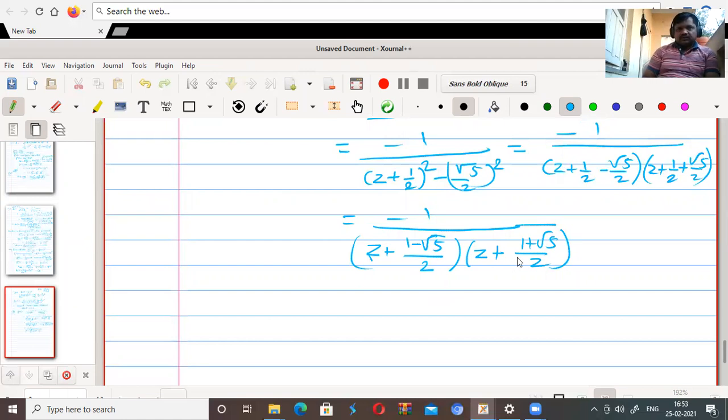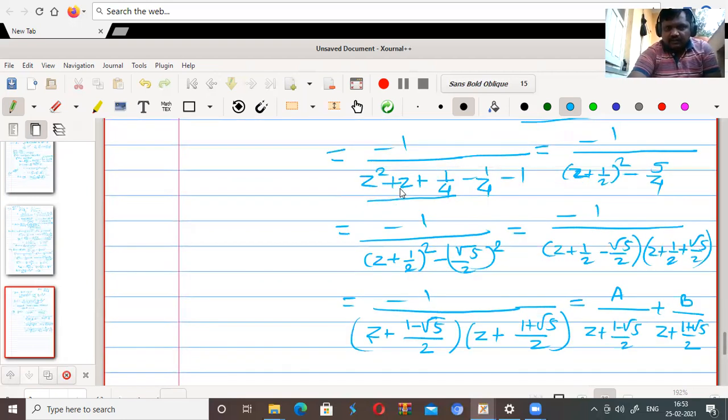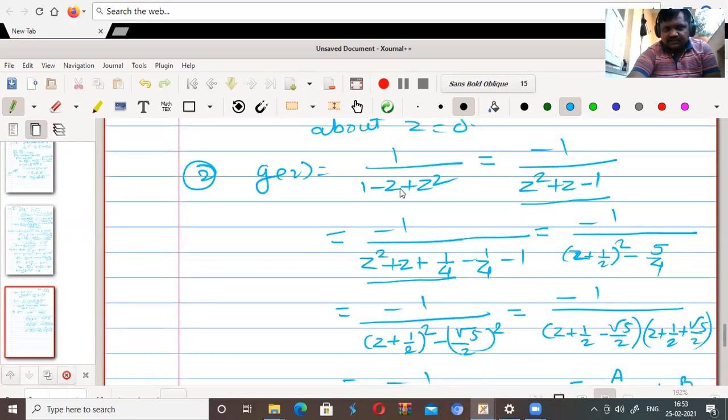Okay, these are the two: z plus 1 minus root 5 upon 2 into z plus 1 plus root 5 upon 2. I will write it as A upon z plus 1 minus root 5 upon 2 plus B upon z plus 1 plus root 5 upon 2. Is it like this? 1 minus z plus z square can be written as z square plus z minus 1.